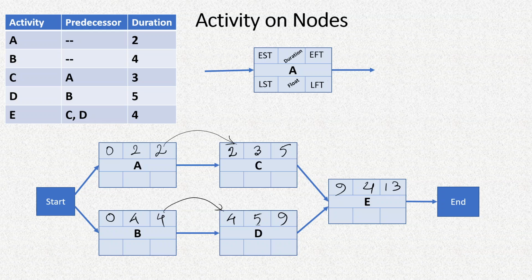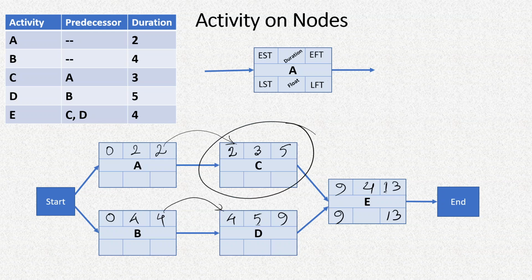Now we'll have to go to the backward pass. So we'll start from the last activity. In the last activity, here we'll have to write the latest finish time. Since we are not considering any total delay in the whole project duration, that time will be the same as 13. After that, the latest starting time will be the finish time minus the duration, so that is again 9.